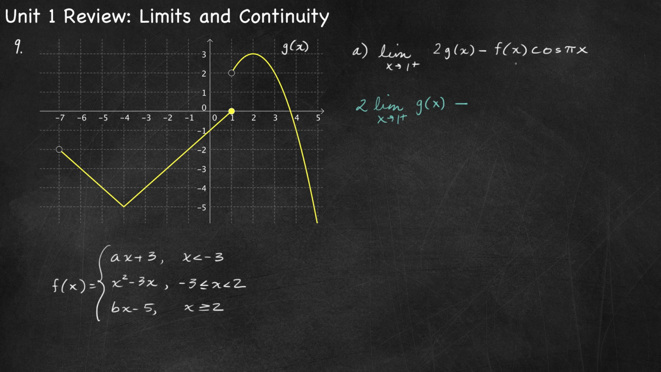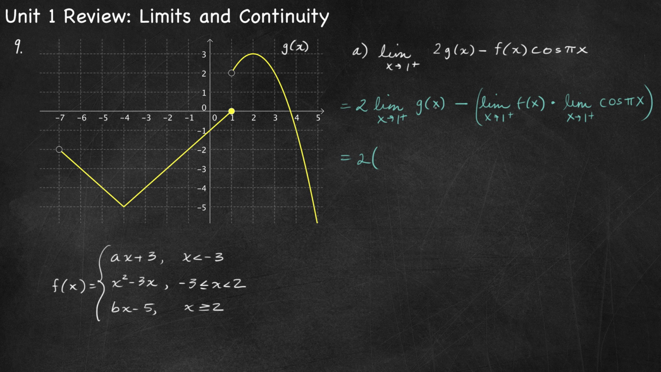Minus, and then here, the next part is a product, so we can split this up and say it's the limit as x approaches 1 from the right of f of x times the limit as x approaches 1 from the right of cosine pi x, like so.